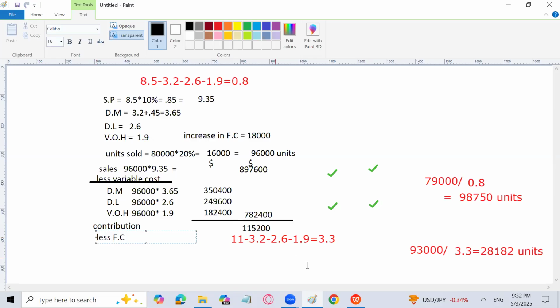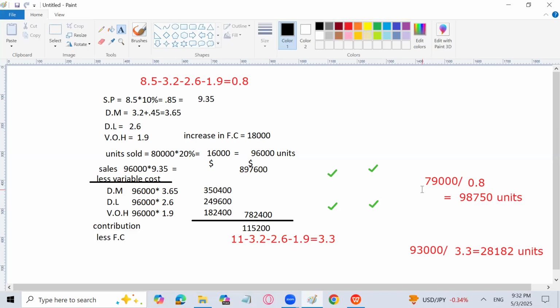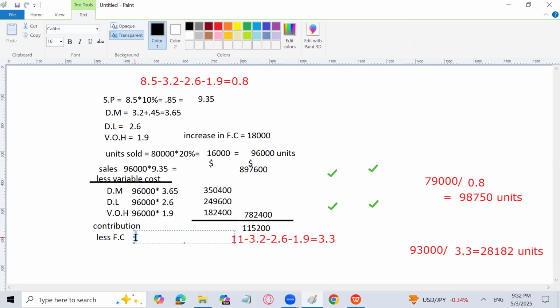Now, the fixed cost of B is already there, which we have calculated. We have calculated the break-even point after adding the fixed cost. That is 79,000. But there is an addition of fixed cost, 79,000 plus 18,000, because there is an increase in advertisement cost. So 79,000 plus 18,000 is going to be 97,000.